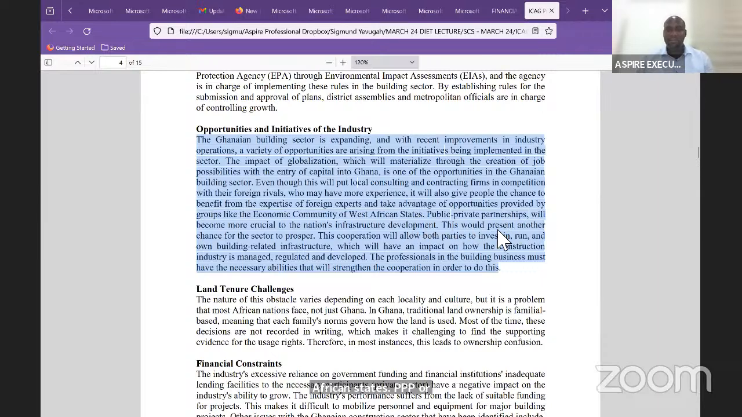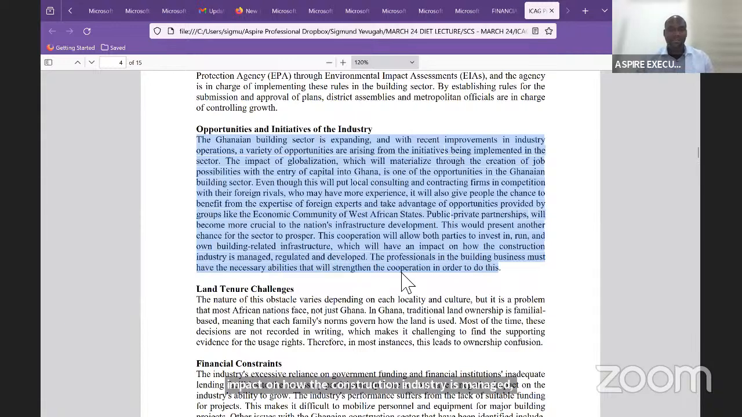PPP, or public-private partnership, will become more crucial to the nation's infrastructure development. And this will present another chance for the sector to prosper. These corporations will also allow both parties to invest in, run, and own buildings and related infrastructure, which will have an impact on how the construction industry is managed, regulated, and developed.